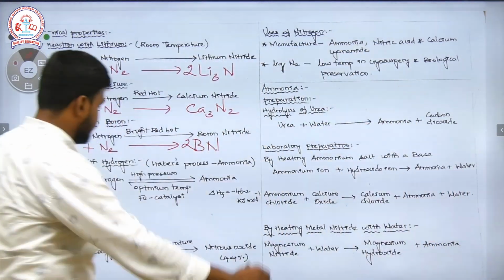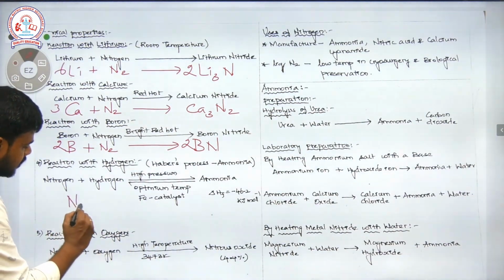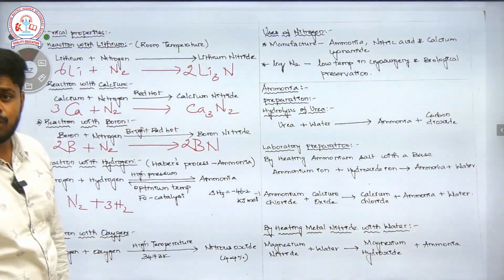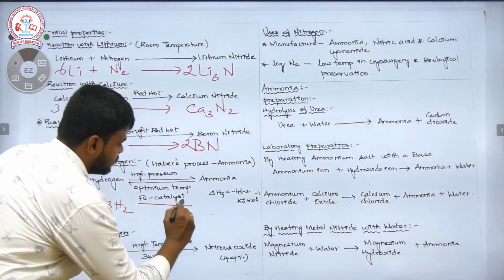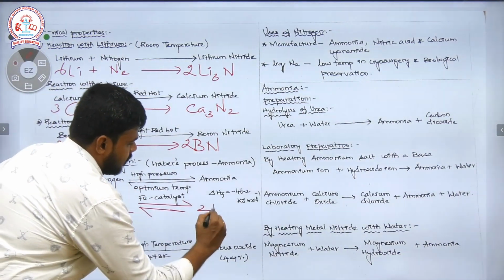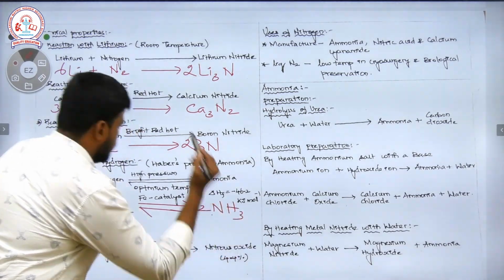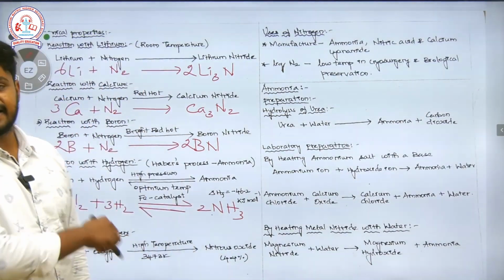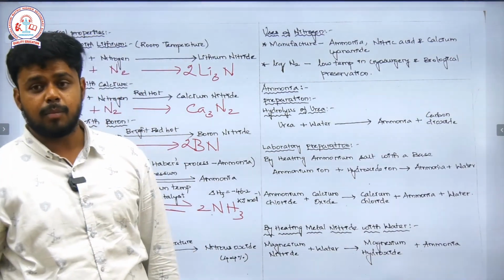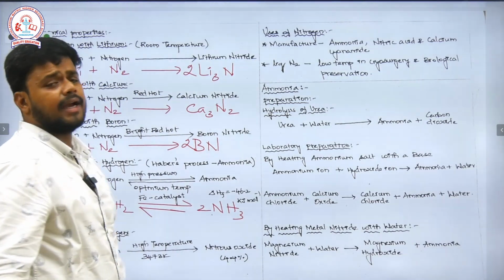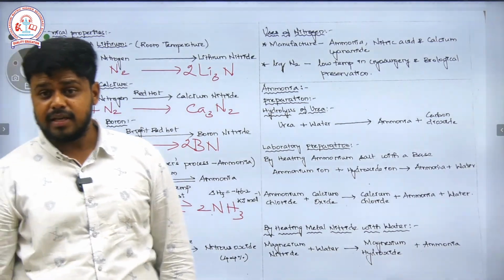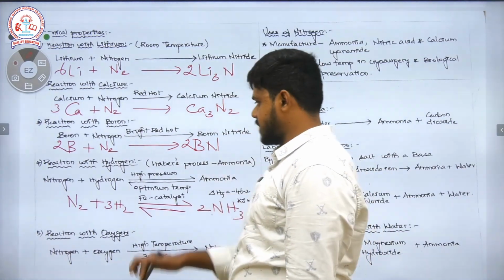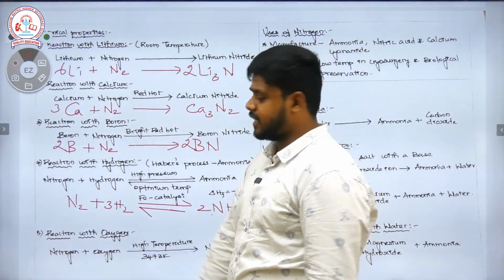Let's look into the reaction. Nitrogen reacts with hydrogen. As I said, it reacts in the ratio of 1:3. It forms ammonia. The whole reaction takes place at a higher temperature and higher pressure. Iron acts as a catalyst, molybdenum acts as a promoter here. So this is regarding the formation of ammonia. Haber's process is widely used to synthesize ammonia industrially. So this has been mentioned as the properties of nitrogen.